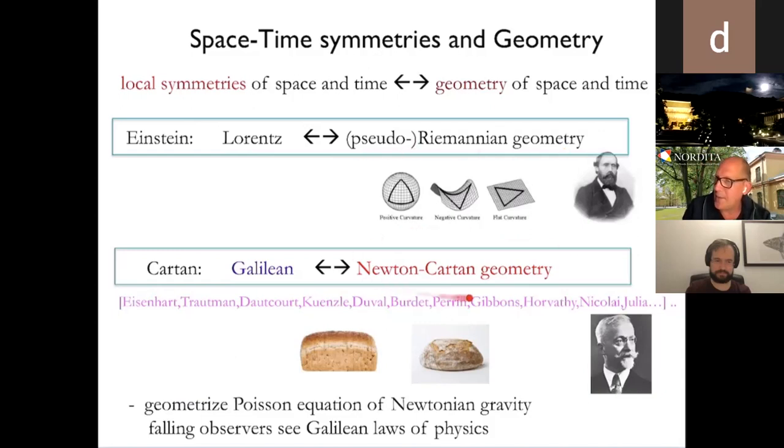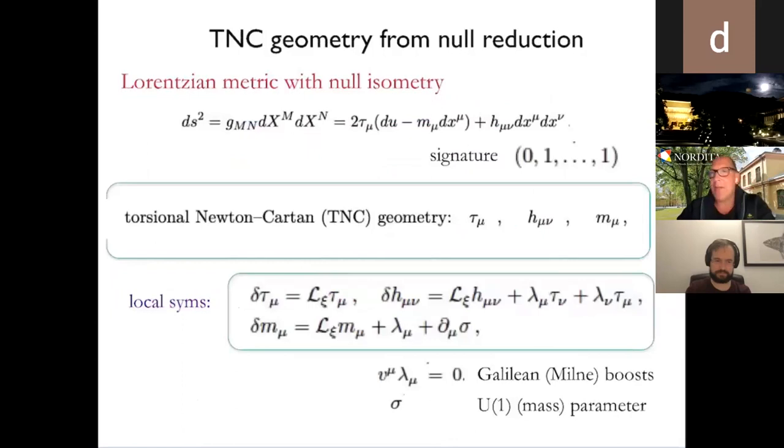And so that led him to find Newton-Cartan geometry, which in the same way as in this case makes not Lorentz symmetry local, but Galilean symmetry local. And it enables you to write down Newtonian gravity in arbitrary frames. Now here, let's do our warm-up. Let's first look at how you can get Newton-Cartan geometry.